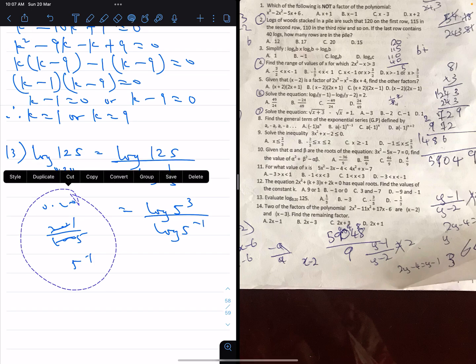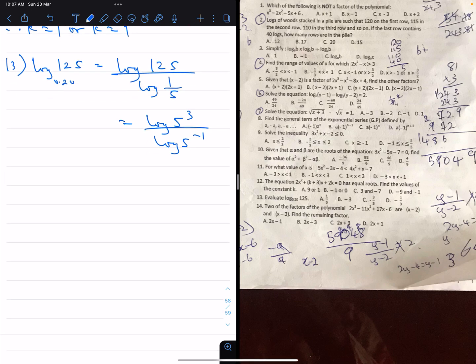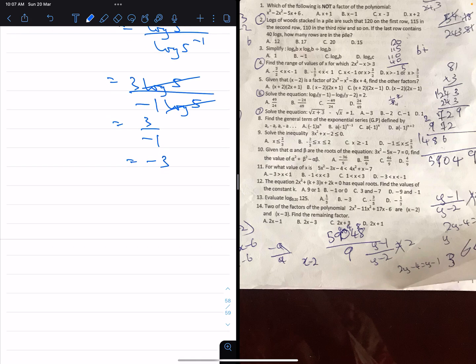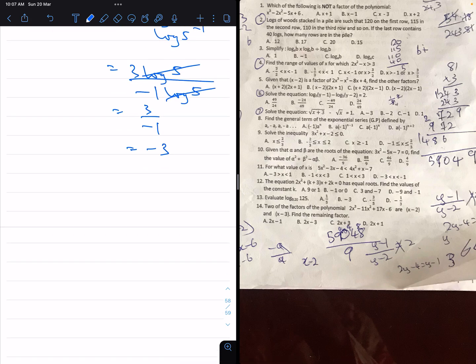Let's take the powers out. Then that would be 3 log 5 over minus 1 log 5. Then you cancel log 5, and that's 3 over minus 1, which is minus 3. Do you understand? Yes. And what's the correct option? B.